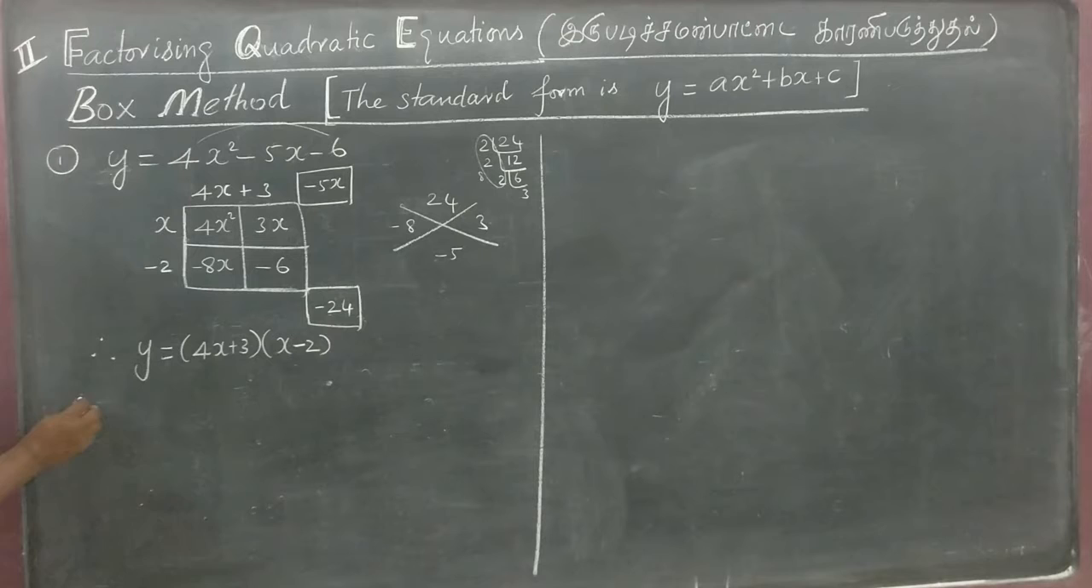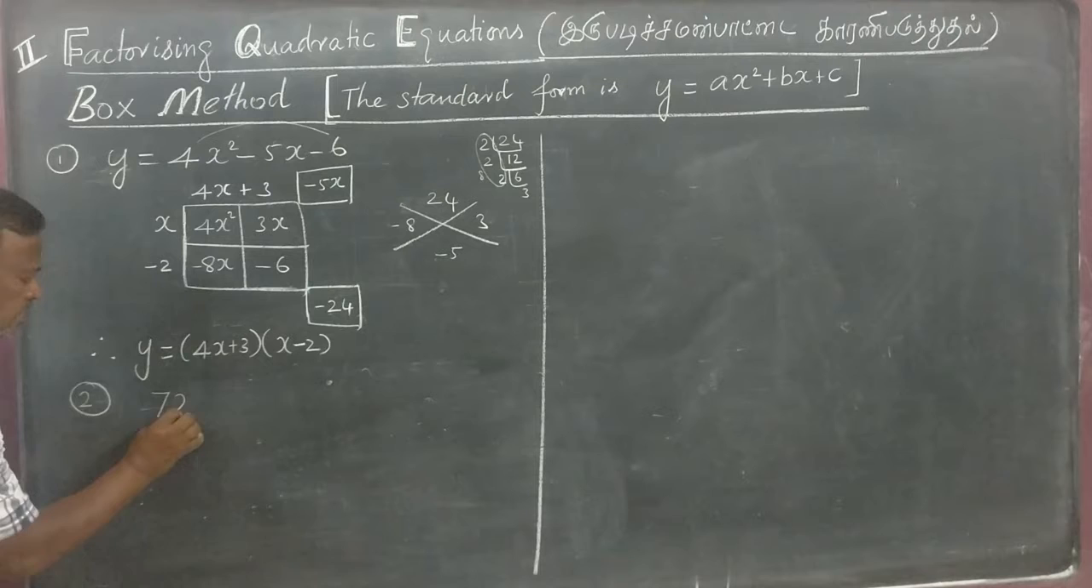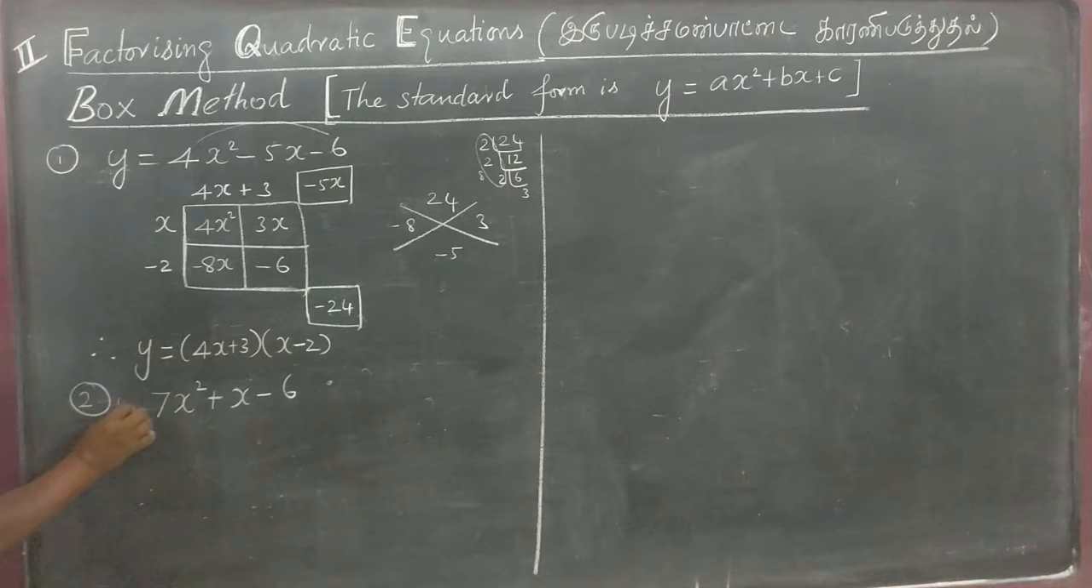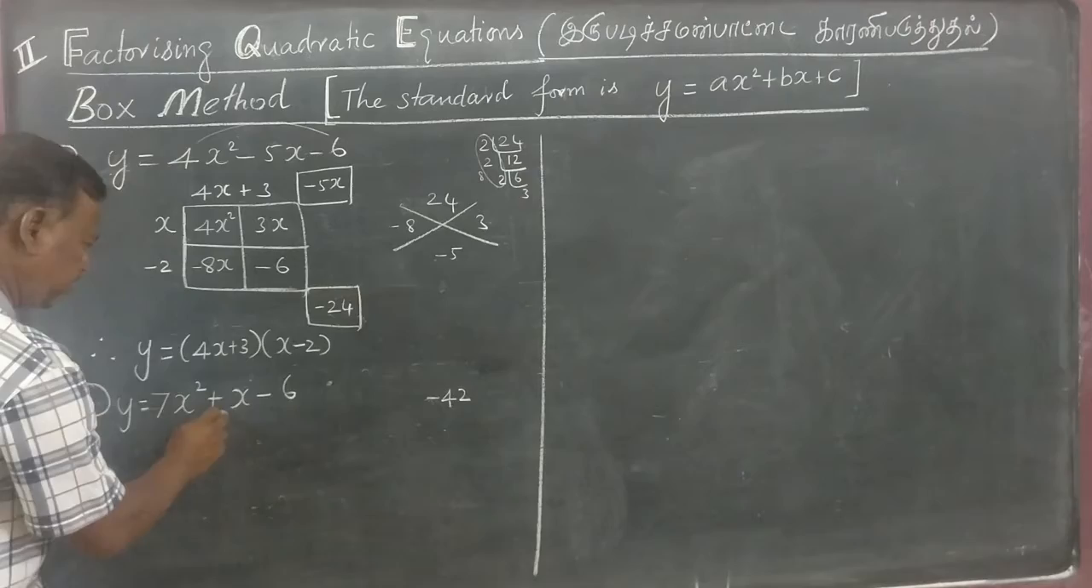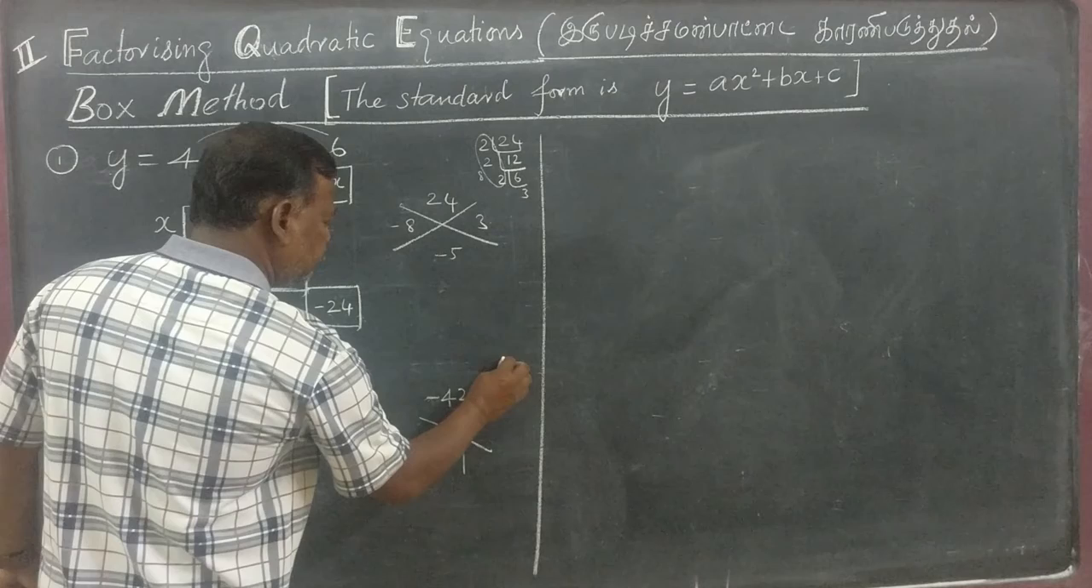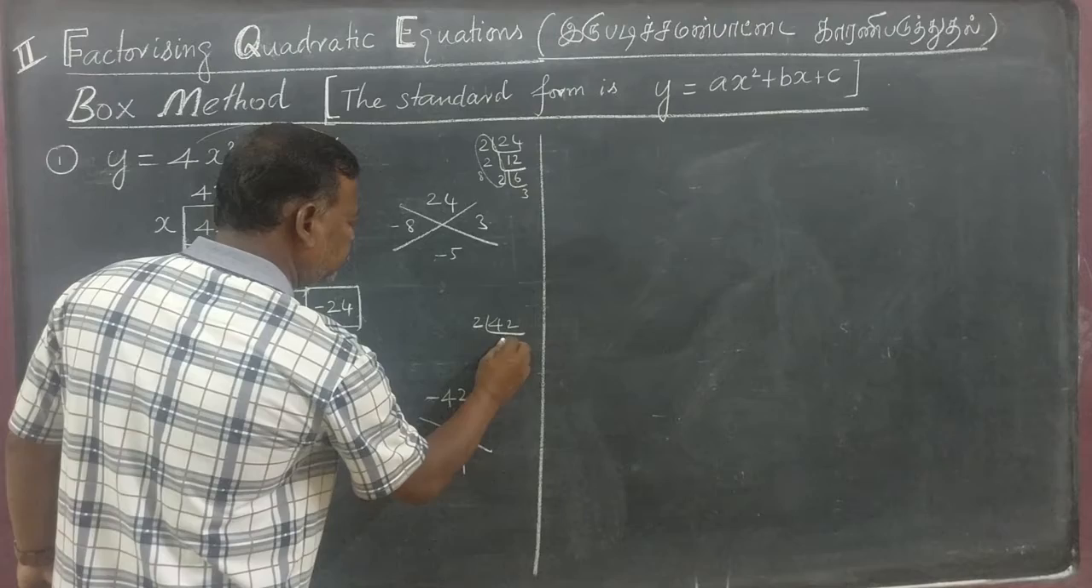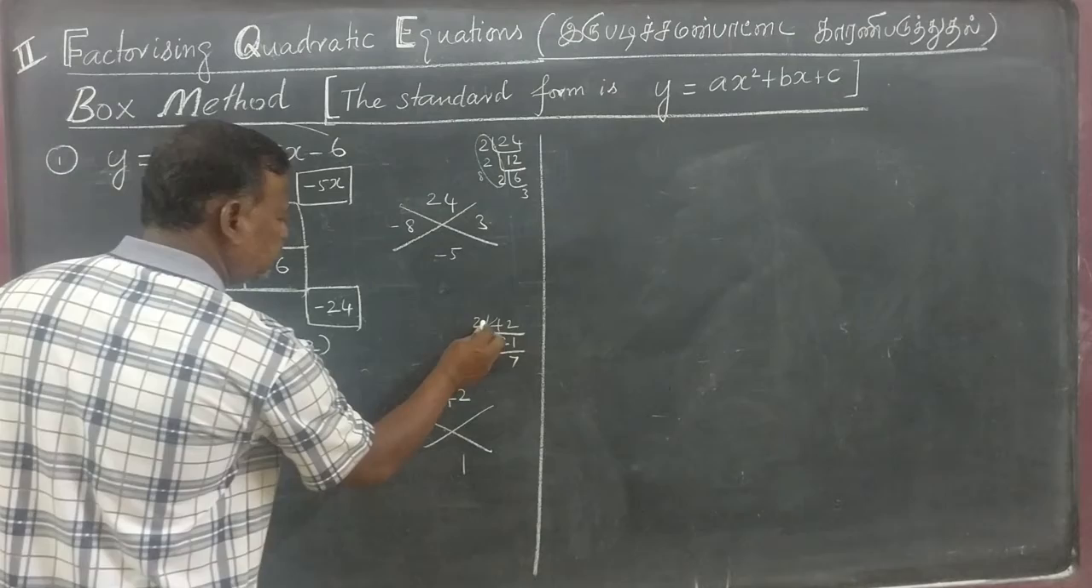Another example, next question: 7x squared plus x minus 6. First check, the multiplied value should be minus 42, and the addition should be 1. In this 42, you must know: divided by 2, 21. Divided by 3, 7. 2, 3, 7, 6, 7. 6 into 7 is 42.